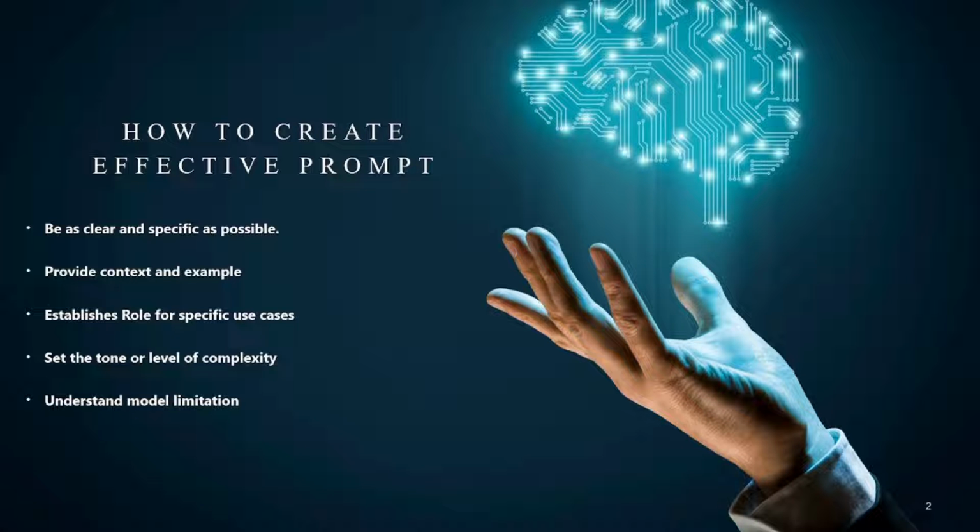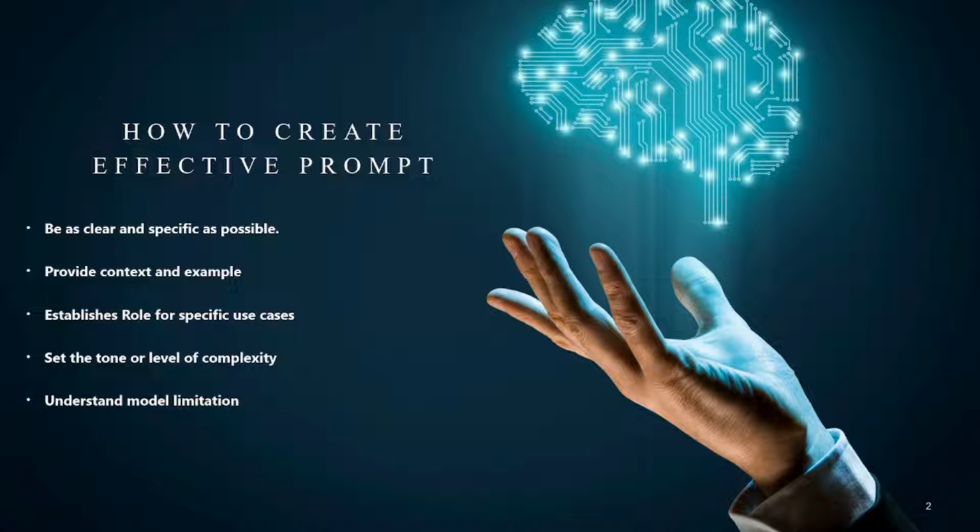The first point is we have to be clear and specific. The more specific we are, the better the result will be. Then we have to provide context and examples. Providing context helps the model understand the task, and we can also include some examples. The next point is that we have to establish the roles for specific use cases. As a good practice, we should always establish the role before entering the prompt. This will help the model provide a response from a particular perspective.